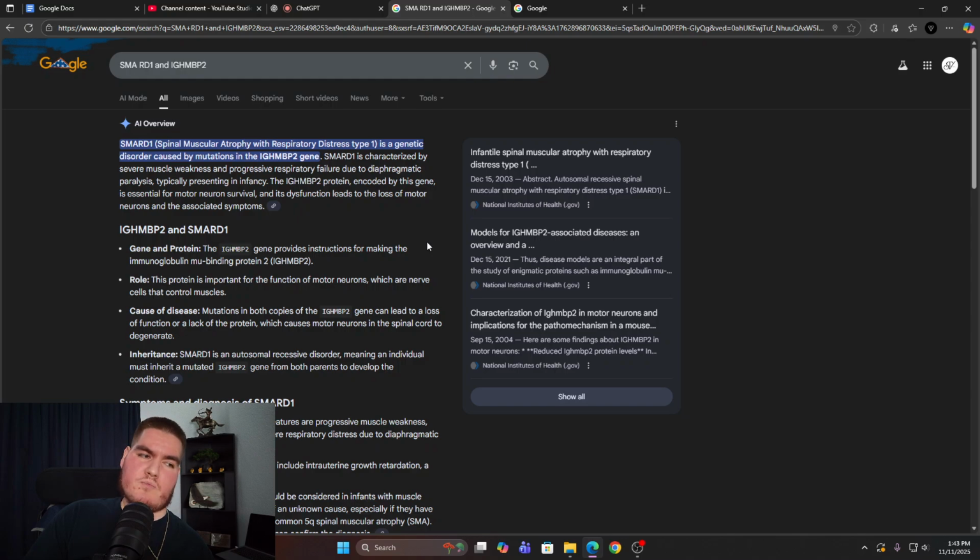So one is focused more on the survival aspect of keeping the neuron alive, and the other one is more focused on the connection and signal.